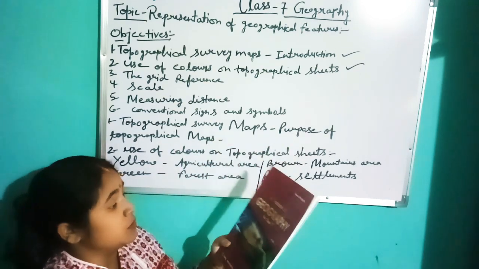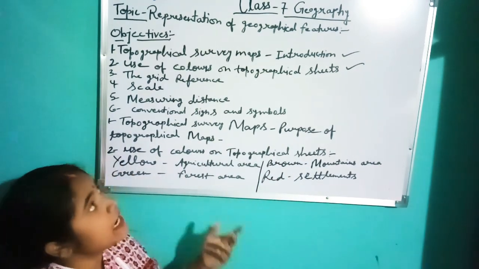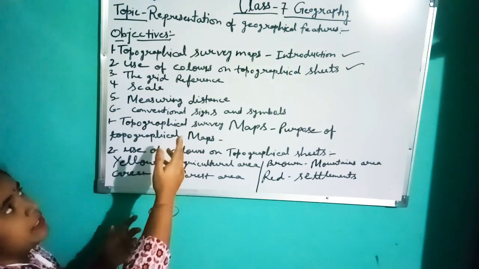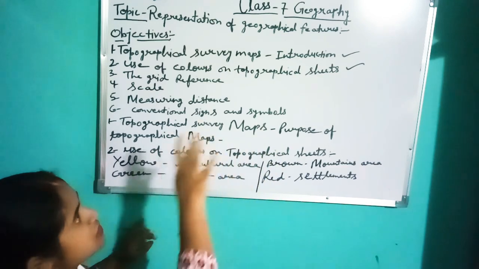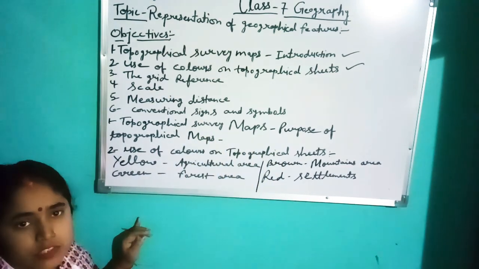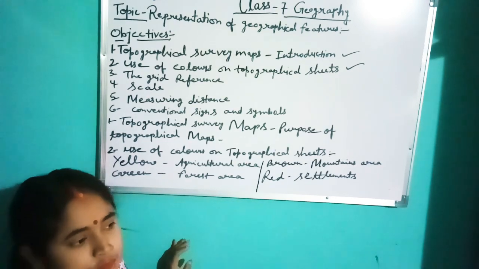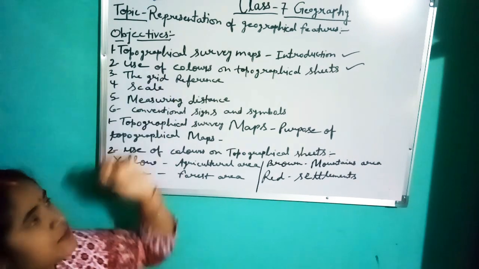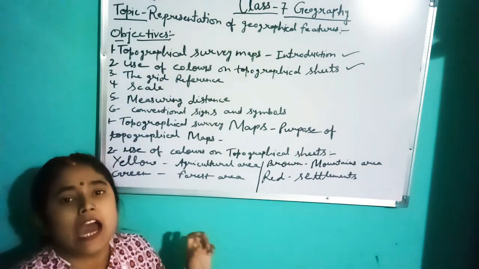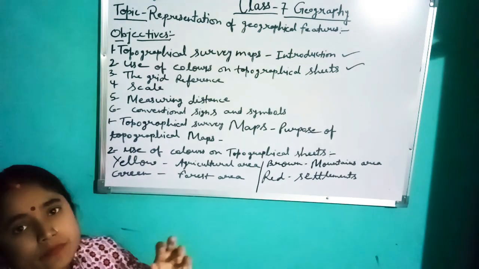Our first chapter will be Representation of Geographical Features. First of all, what we have to know about this chapter is the objectives, or we can say the outline.